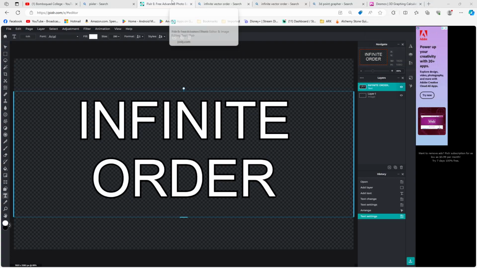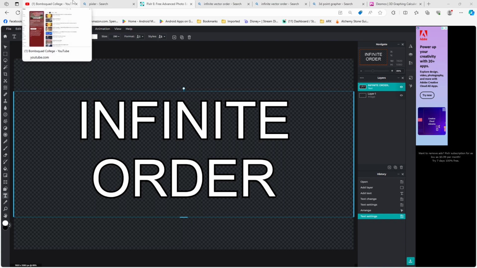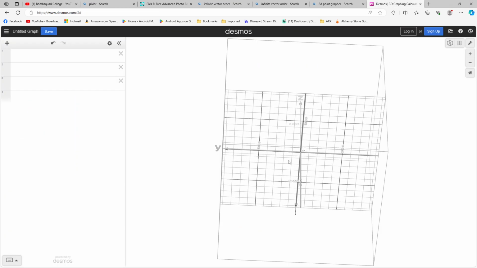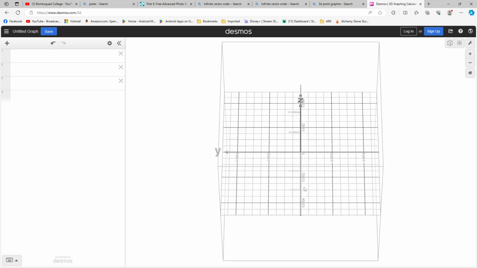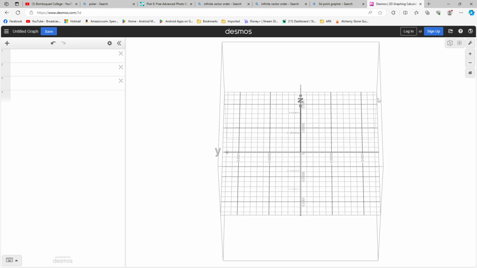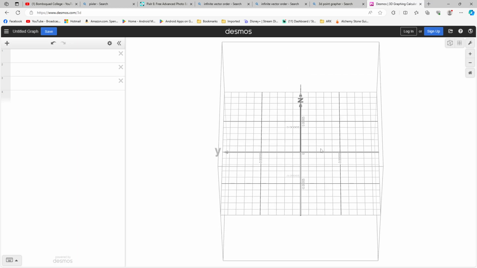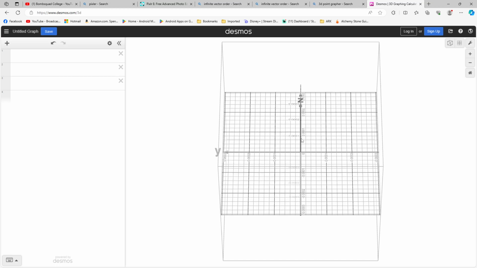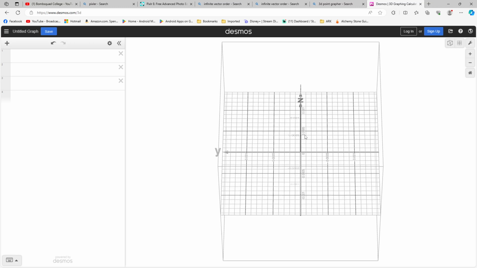Infinite order is something that we're going to go into because I already did infinite vector dilemma. So what I'm going to do is the exact opposite. The opposite of infinite vector dilemma, meaning we have a conflict, meaning like there is literally infinite space inside of any point. Like if this square is a point, you can infinitely zoom in to the next point, and you can infinitely zoom out to the next point.